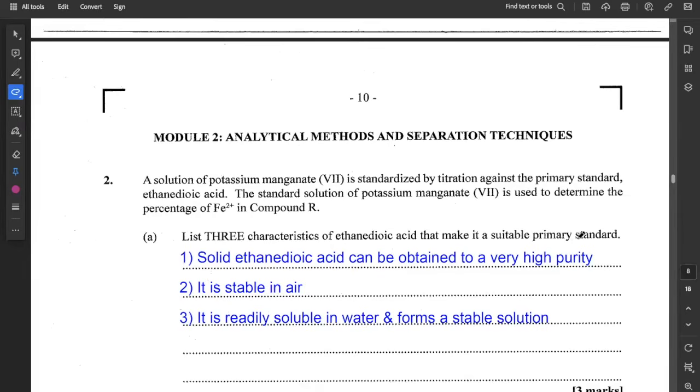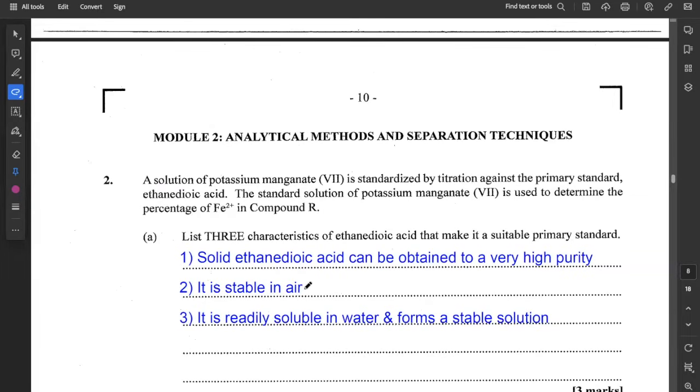Now, when we're choosing a primary standard, we want to make sure that what? We want to make sure that that solid ethane dioic acid can be obtained to a very high purity. So if we're using it in this case as our primary standard, then this has to be true, right? So solid ethane dioic acid can be obtained to a very high purity.